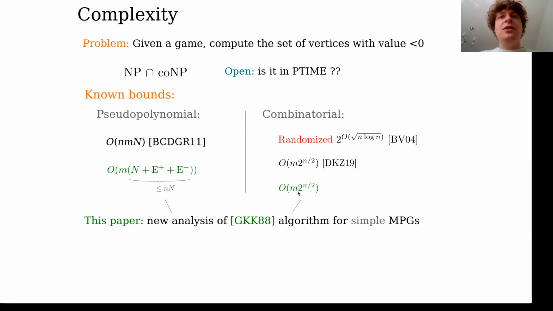We also have a matching combinatorial bound, which tells us that actually this very old algorithm was already state-of-the-art, also in terms of combinatorial bounds for deterministic algorithms.